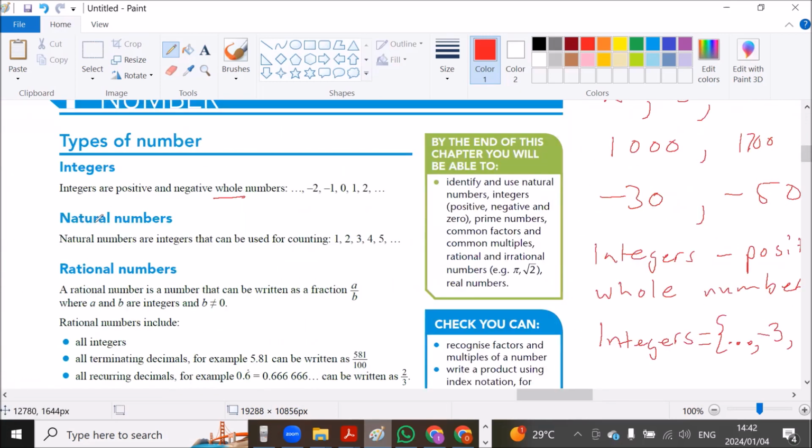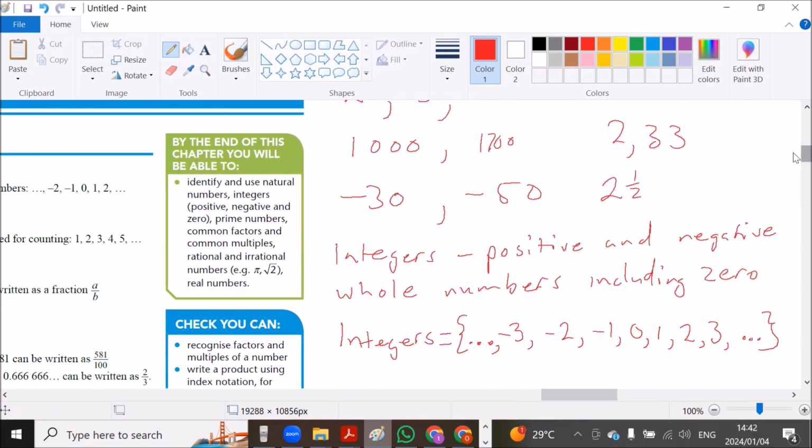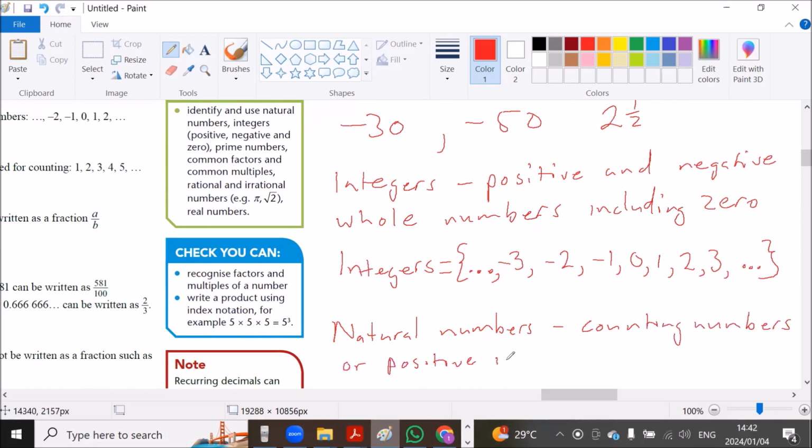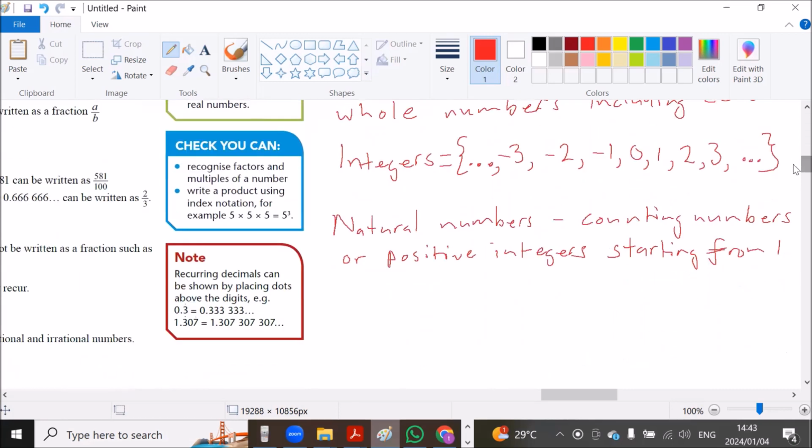The next type of numbers is natural numbers. Natural numbers are integers that can be used for counting. So the definition will be natural are counting numbers or positive integers starting from 1. When we are counting things, we first started counting 1, 2, 3, 4.